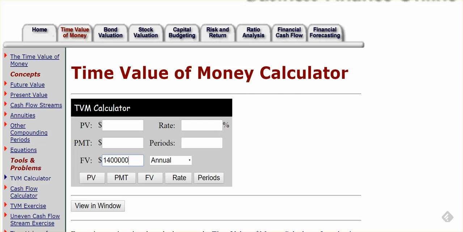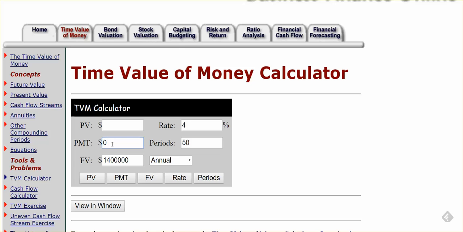The rate is that 4% inflation. I'm always going to leave this on annual. This is an annual question anyway. And then I want to know if that 1.4 million is 50 years into the future, how much would that be worth in today's dollars? So I'm after the present value.